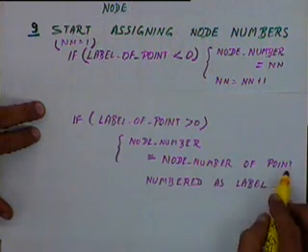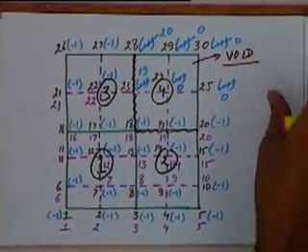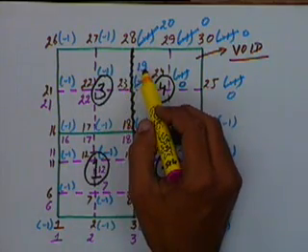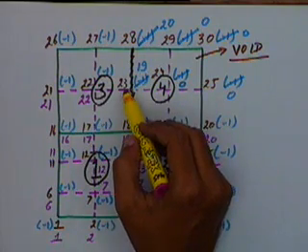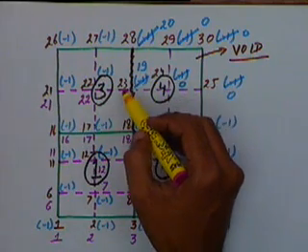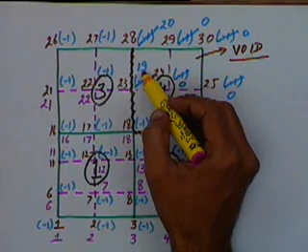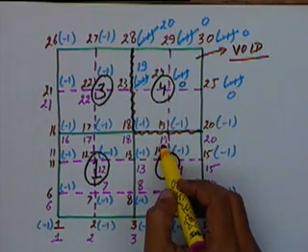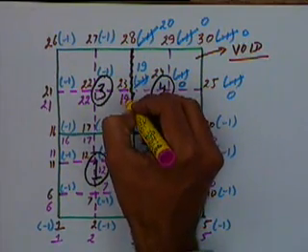Okay, the node number of the point numbered as label. That means for point number 23, the label is positive. So the node number for 23 will be the node number of the label. That means the node number for 23 will be the same as the node number for point number 19, and for point number 19 the node number is 19. So for this point the node number will be given as 19.